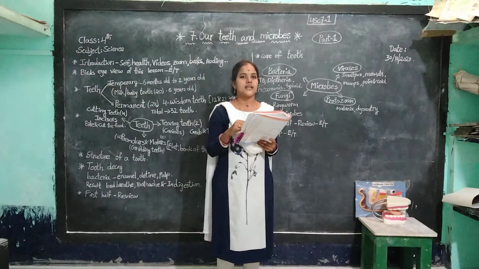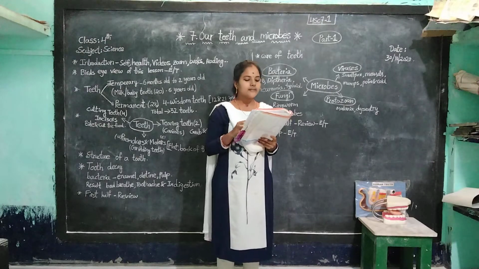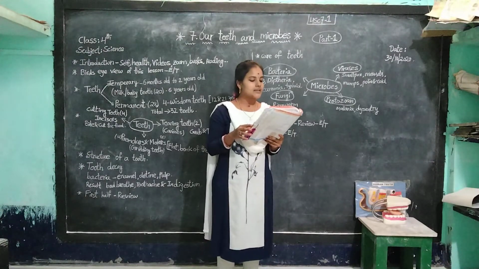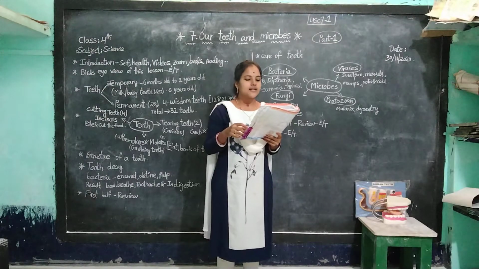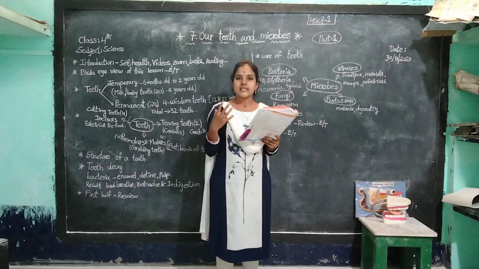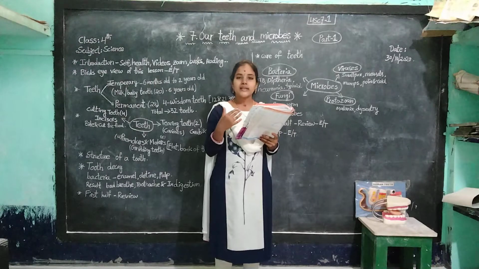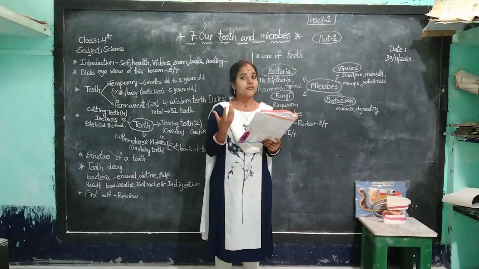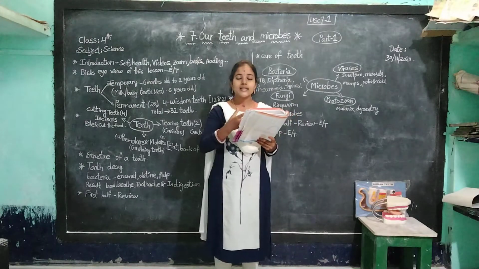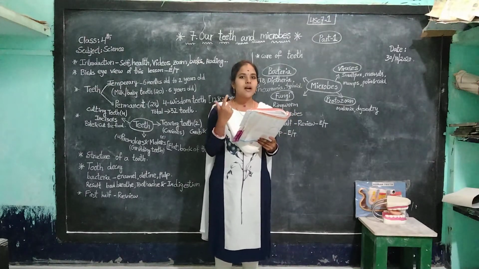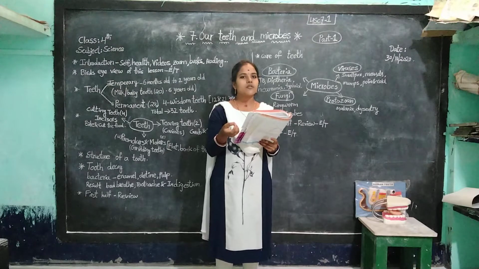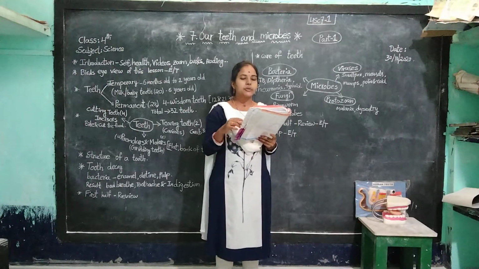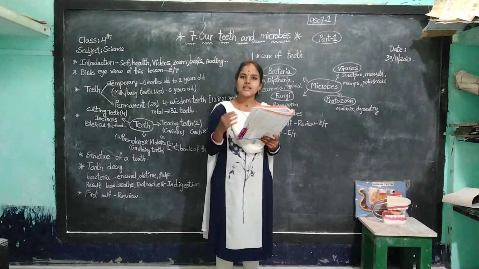And next one, we should eat rough and coarse food, hard fruits and vegetables like apples, carrots and radish, etc. They give exercise to the gums and strengthen the teeth. We have to eat not only soft food, rough food also, because that gives exercise to our gums. That's why we have to eat the rough food also. And do not eat too many sweets. They decay the teeth easily.